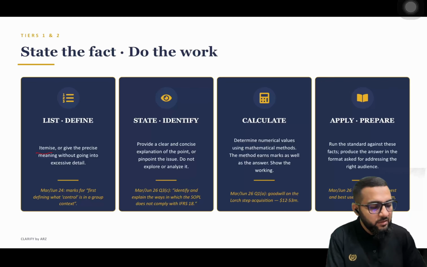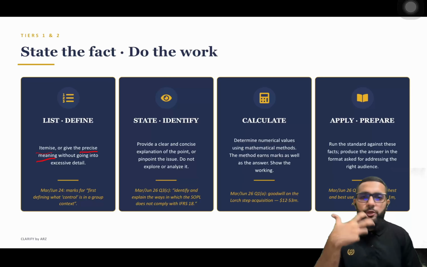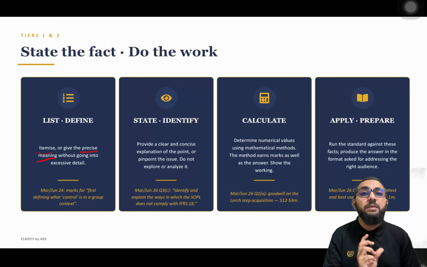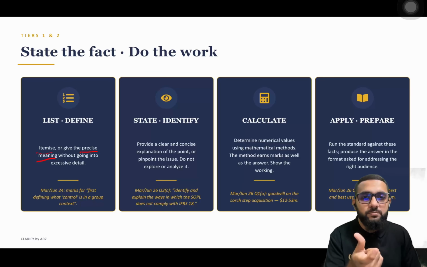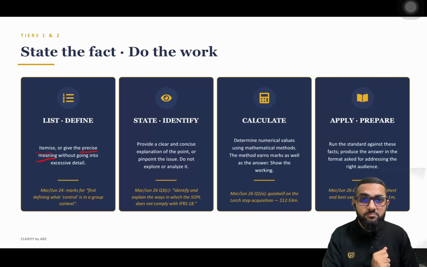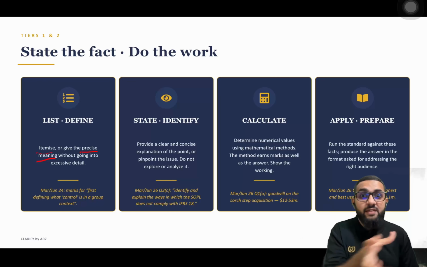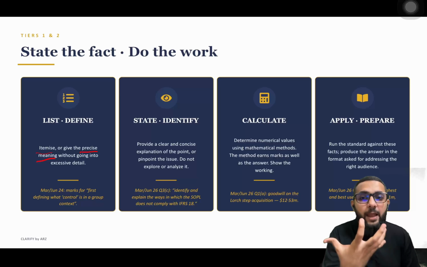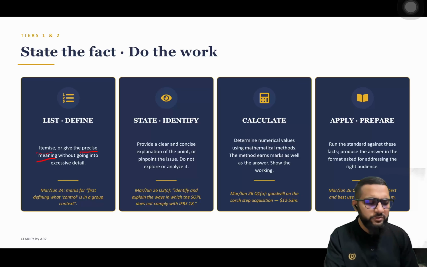Then define. You give the precise meaning, the definition. You don't go into excessive detail. Rather, you limit yourself to the definition. What do targets and metrics mean in IFRS S2? When the question says, define targets and metrics under IFRS S2, you have to bring a clear and precise meaning. No need to go into detail.